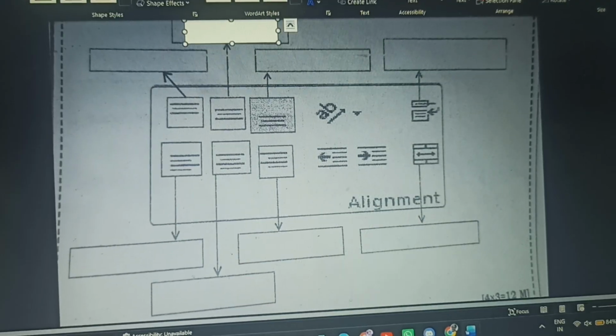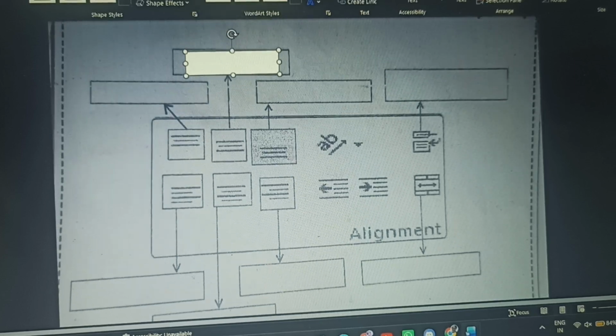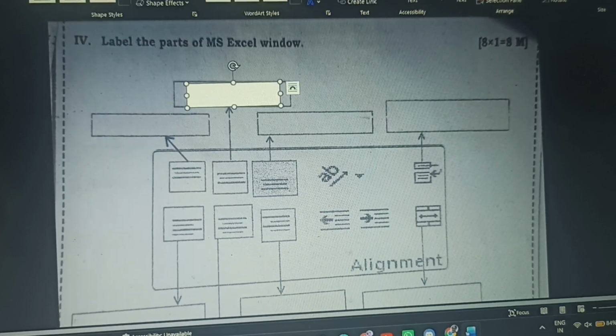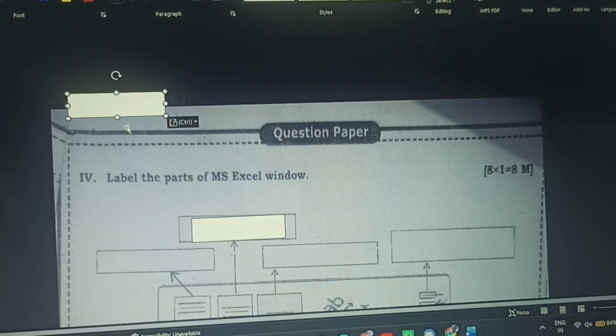You can write the answers using a text box. This question carries 8 marks in your examination. So now, write what it is. I am using a text box. In this text box, you can write the answers.